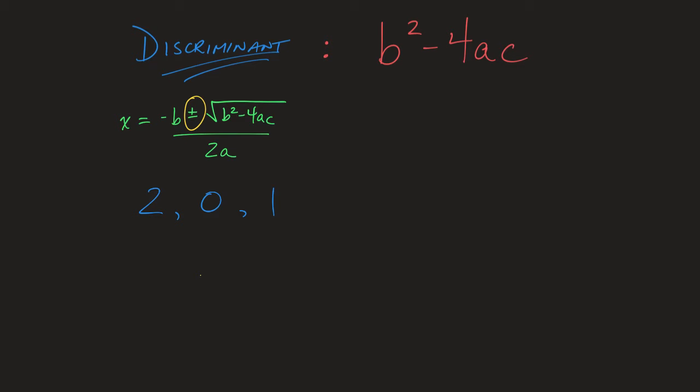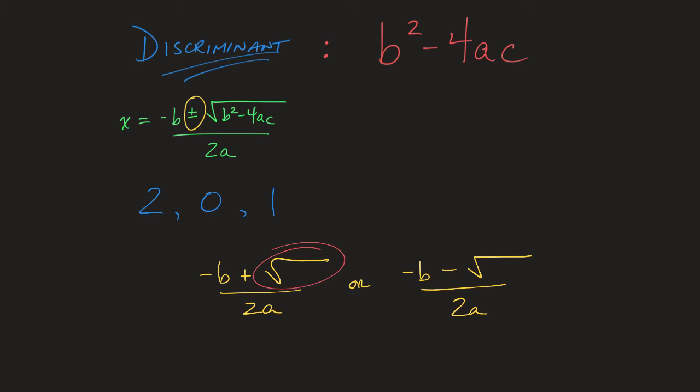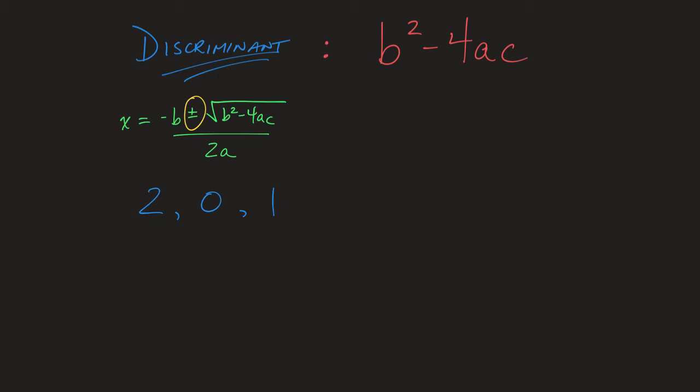The fact that you're going to take negative b and add on your square root all over 2a, or take your negative b and subtract your square root all over 2a. We can see that the plus or minus gives us two solutions. But it's not really the plus or minus that determines my number of solutions. Because what I'm adding or what I'm subtracting, that's what determines my two solutions. So it's not really the plus or minus, but it's actually my root.